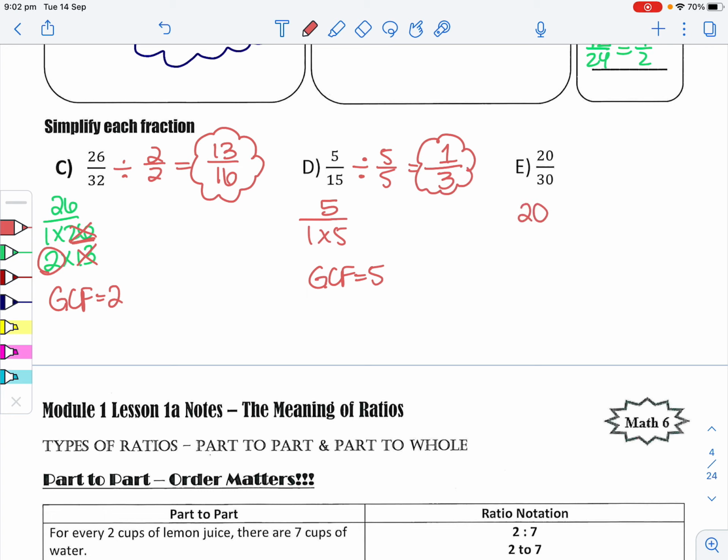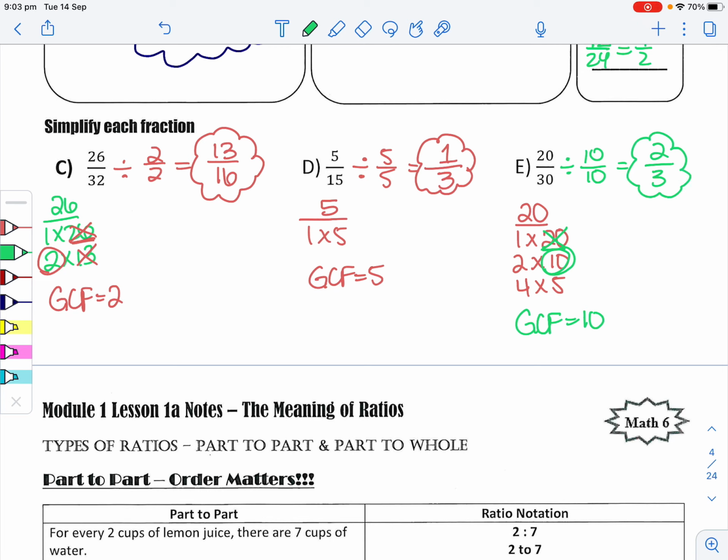For E, I'm going to start with 20. So 1 times 20, 2 times 10, 4 times 5. And I'm going to start with 20. Well, 20 does not go into 30. 10 does go into 30. So my greatest common factor is going to be 10. So I'm going to divide by 10 on both the top and the bottom. 20 divided by 10 is 2, and 30 divided by 10 is 3. So that is my simplified fraction.